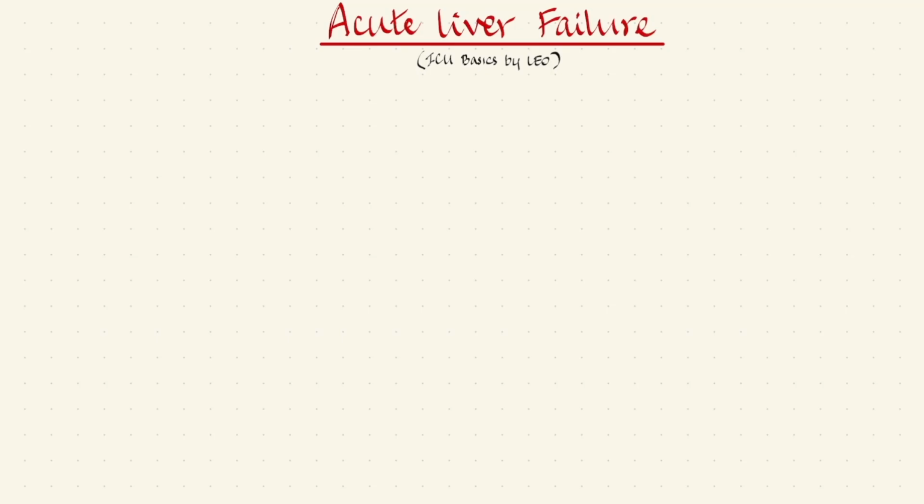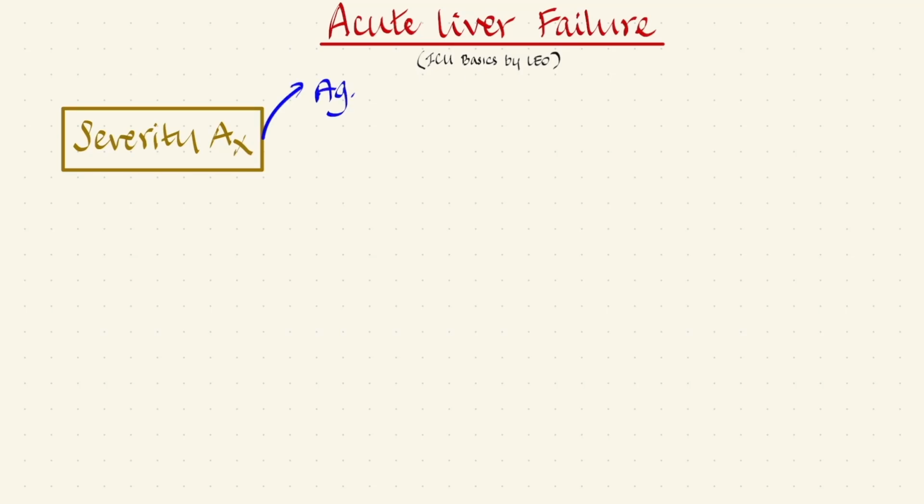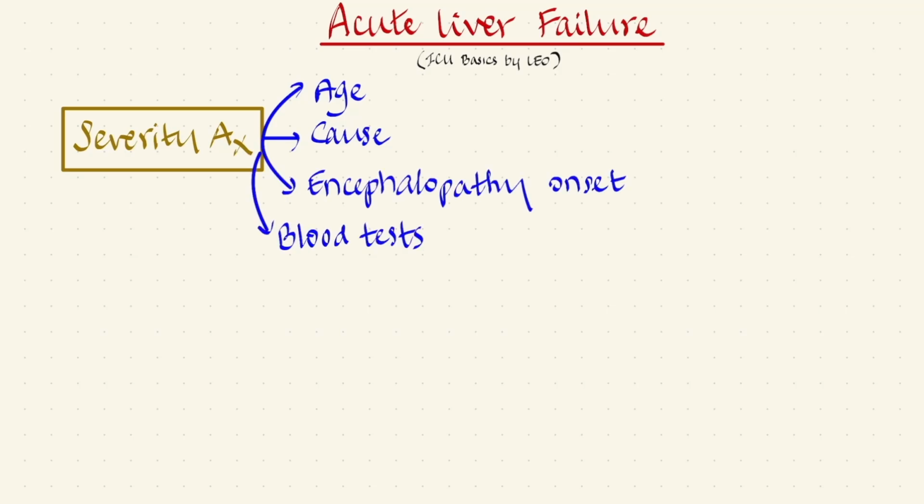How can we evaluate the severity and prognosis of acute liver failure? Basically, we can assess the patient's age, the cause of the acute liver failure, the onset of encephalopathy, and blood tests such as PT-INR, pH, lactate, serum bilirubin, and creatinine concentration. The factors to predict prognosis of acute liver failure depend on whether it is paracetamol or non-paracetamol etiologies.